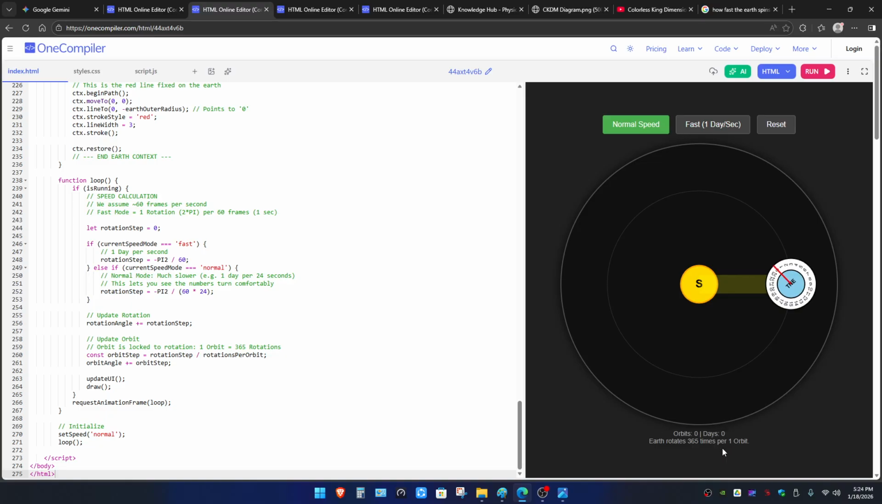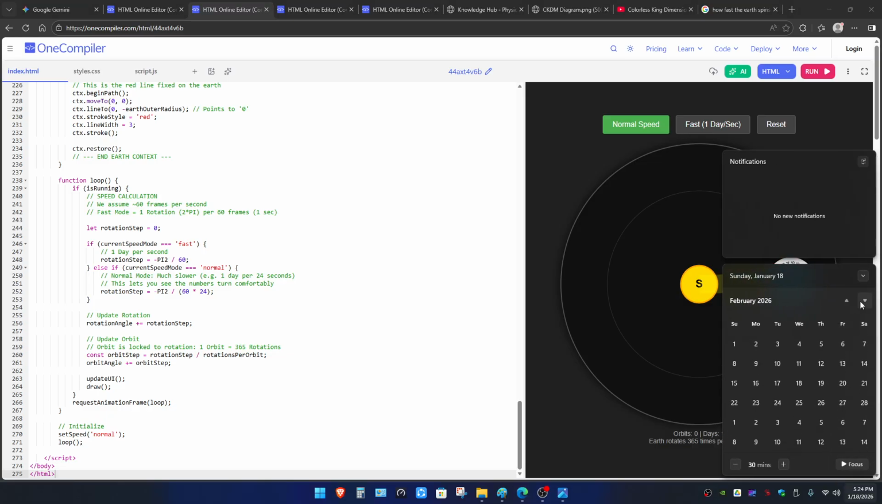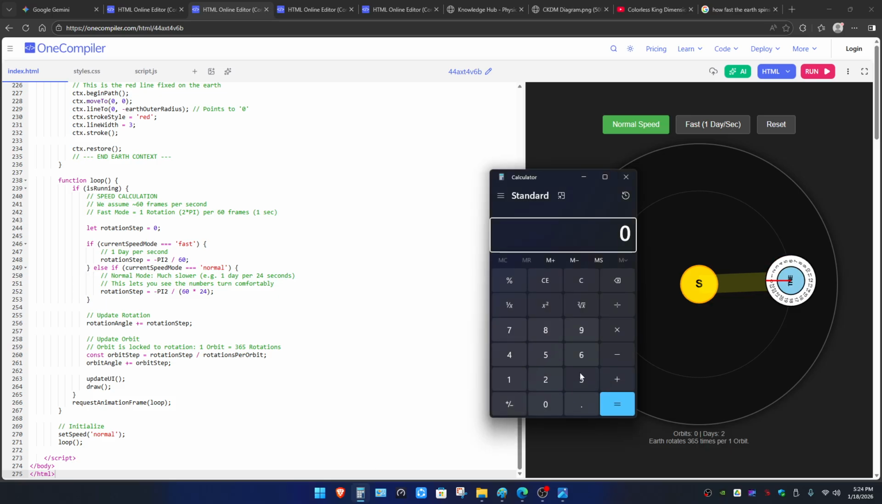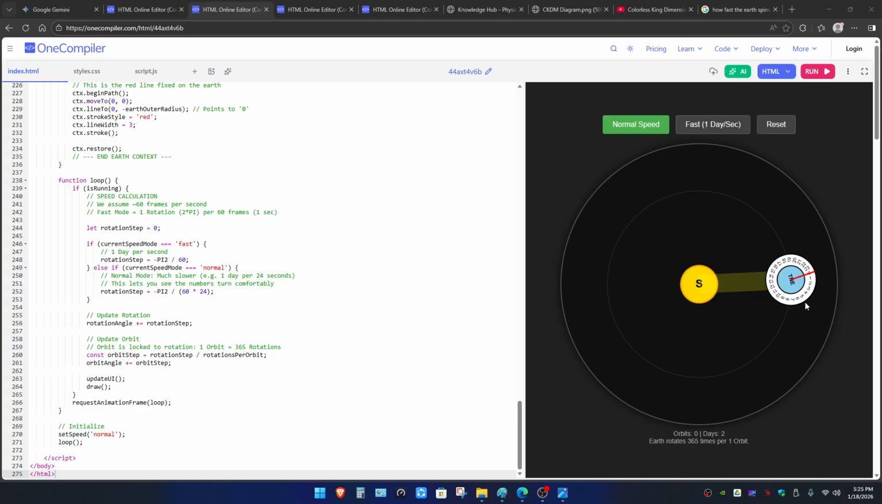So let's say I am going to have a birthday celebration for my friend, whose birthday is on, let's say, February 7. January has 31 days, plus another 7, which is going to be 38. So when the earth has rotated about 38 times, then I will be able to say that the earth has spent about 38 days.